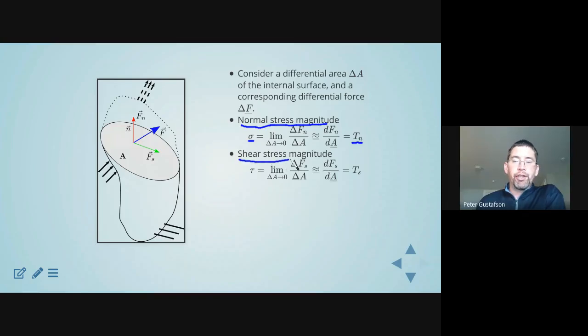Similarly, we can define a shear stress magnitude. In this case, we're going to use the symbol tau. And in the limit as delta A goes to zero of the shear force component, its change over the differential area change, which amounts to being a derivative. So this is approximately equal to dFs/dA. We're going to again call that a component of a vector, in this case, the traction vector, T sub S, the shear component of that vector.